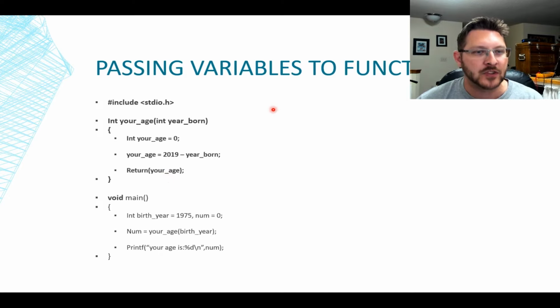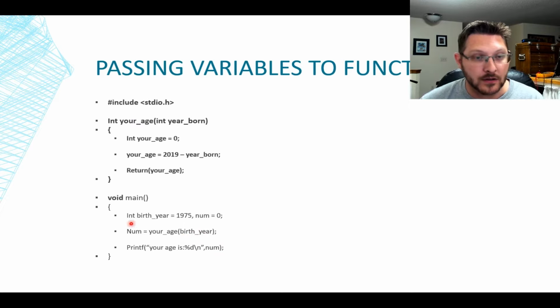Okay, so down here is when we call it. Back in our main function, we're going to declare a variable called birth year, and we're going to initialize it to 1975, let's say. Then we're going to declare a variable called num and just initialize that to 0. This will store the resultant age. Down here we're going to say num is equal to, and then we call our function your_age. Okay, and then we insert this birth year.